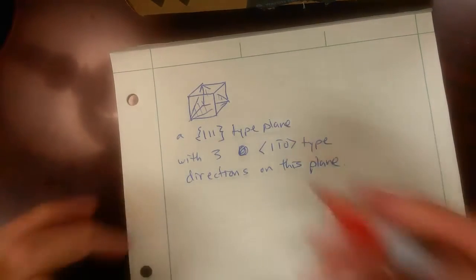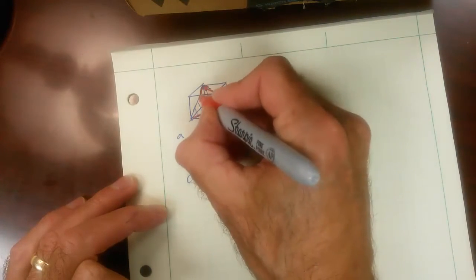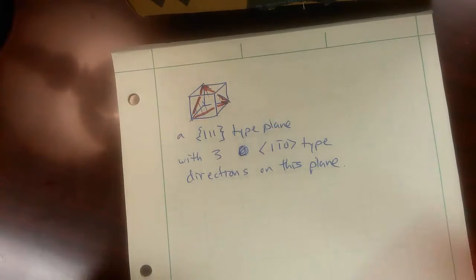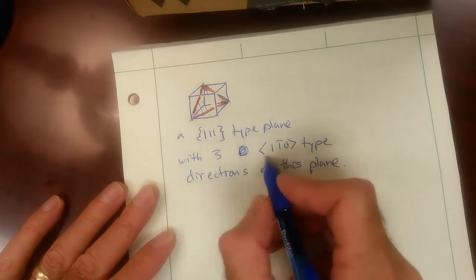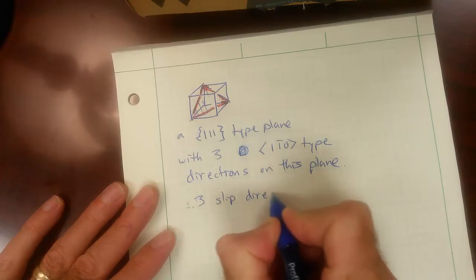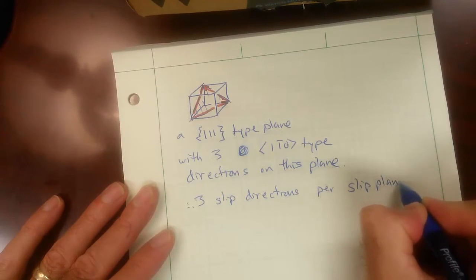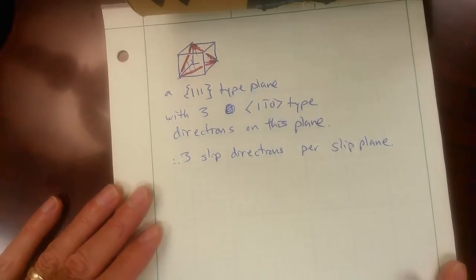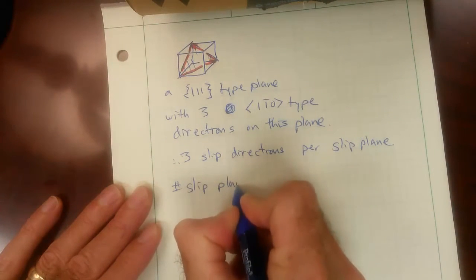Where are they? So that's the edges of the plane or the diagonal of the face of the cube. Okay, so there are 3 slip directions per slip plane. How many slip planes are there? What is the number of slip planes?